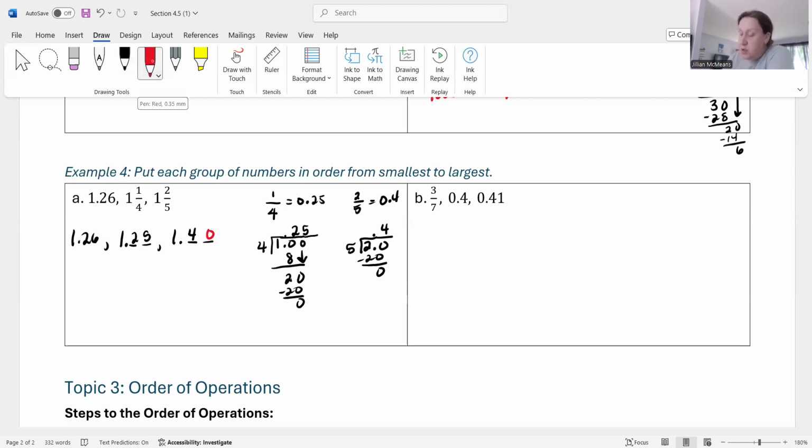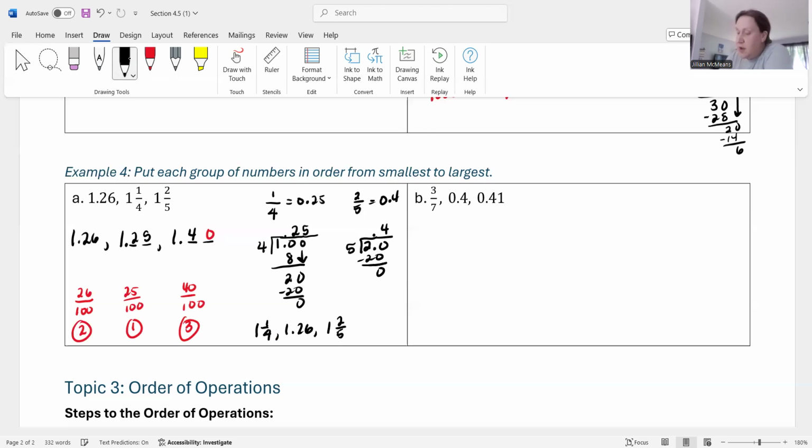So that's like comparing 26 over 100 to 25 over 100 to 40 over 100. Which one is smallest? Well, 25 is the smallest numerator, so this is going to be the smallest. 26 is the next smallest, and 40 is the biggest, okay? So when I finally put these numbers in order, I would say it's 1 and 1/4, comma 1.26, comma 1 and 2/5. So this is the final answer right here, okay?